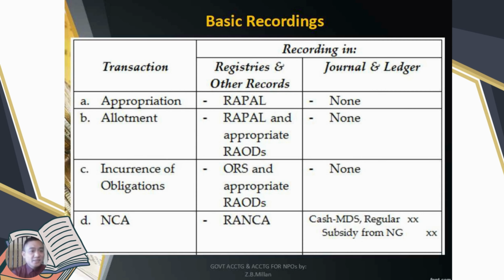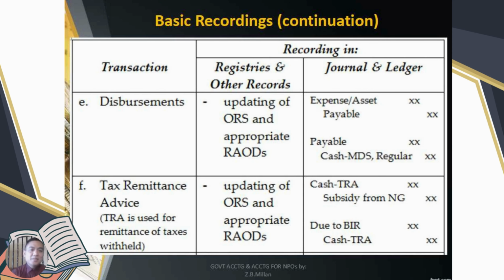Basic recordings: if it is an appropriation, we need to record that in RAPAL, so no journal entries. Allotment will be recorded in RAPAL and the appropriate RAOs. No journal entries again. Incurrence of obligations, ORS, and appropriate RAUDs, no journal entries. For the NCA, the entry will be debit cash, MDS regular, credit subsidy from national government.